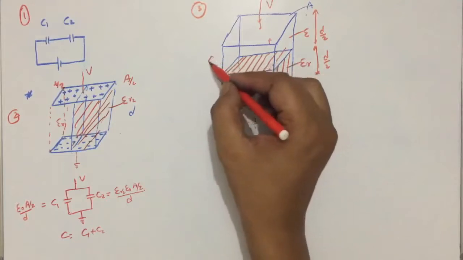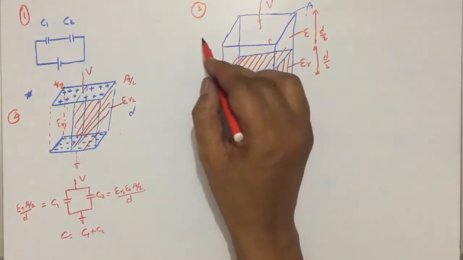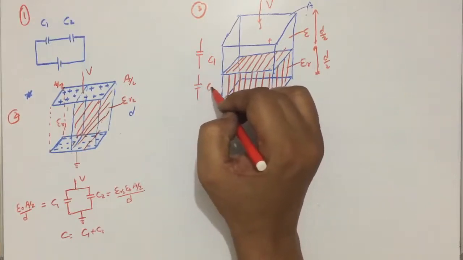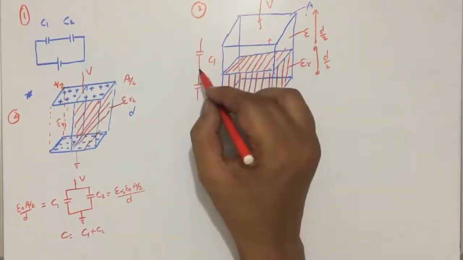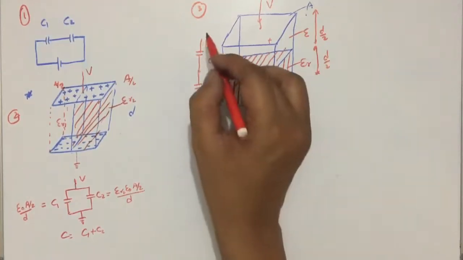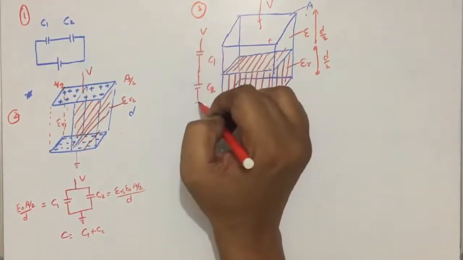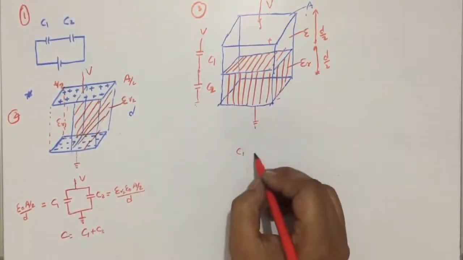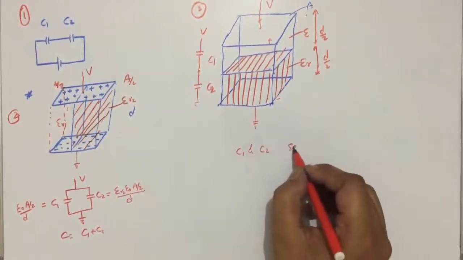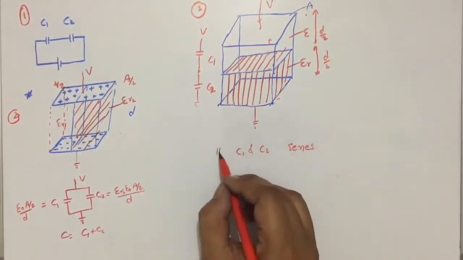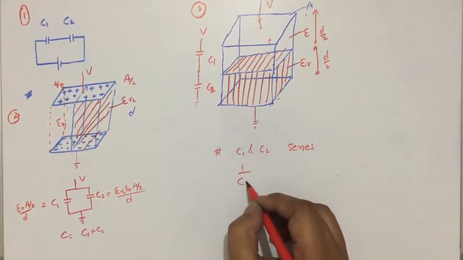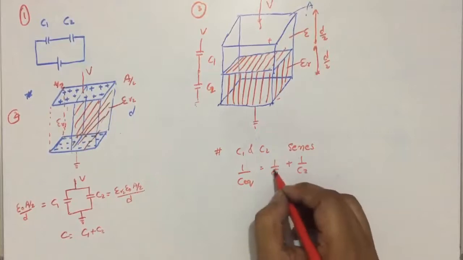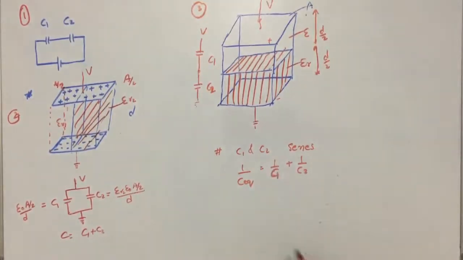So it means if the capacitance C1 is formed here, this is C2, then both will be connected in series like this, and here is V, here is ground. So C1 and C2 are connected in series, and if both are connected in series, then C equivalent will be 1 by C1 plus 1 by C2.